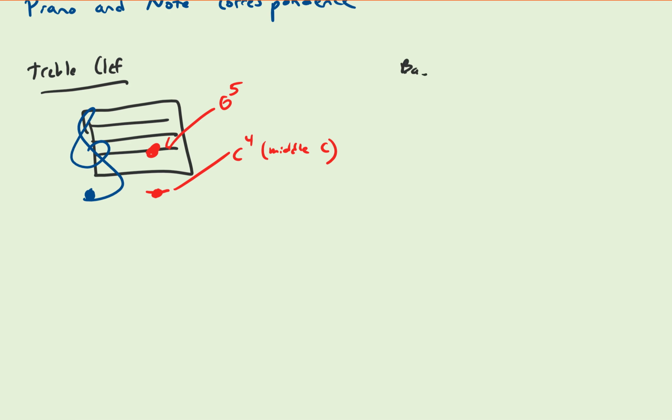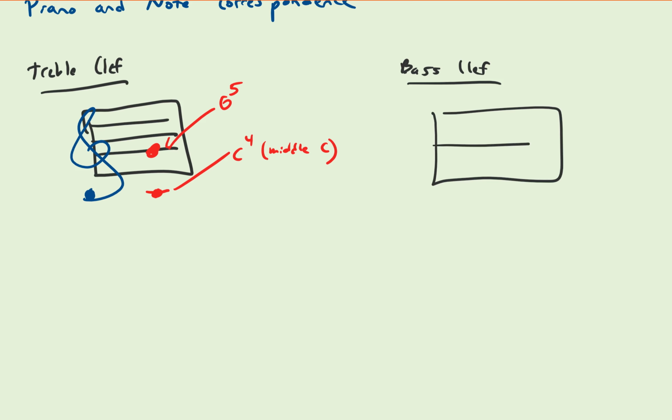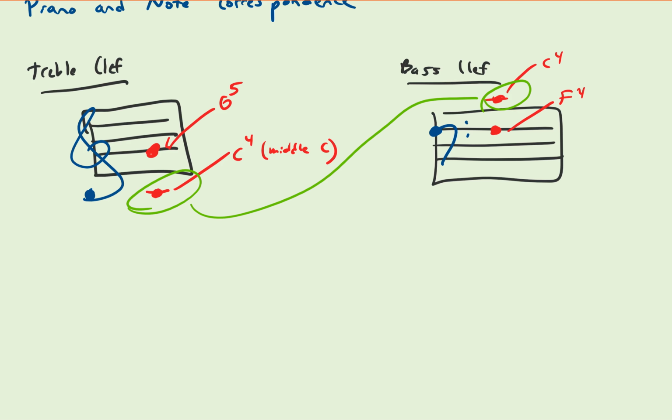Also, recall the bass clef. Again, 5 lines, 4 spaces. And the bass clef has the design where it has the closed circle there and the 2 dots there. And again, 2 notes of interest, namely this one here is going to be F4, and then the note right above it is going to be C4. And keep in mind that these 2 notes here are the same.